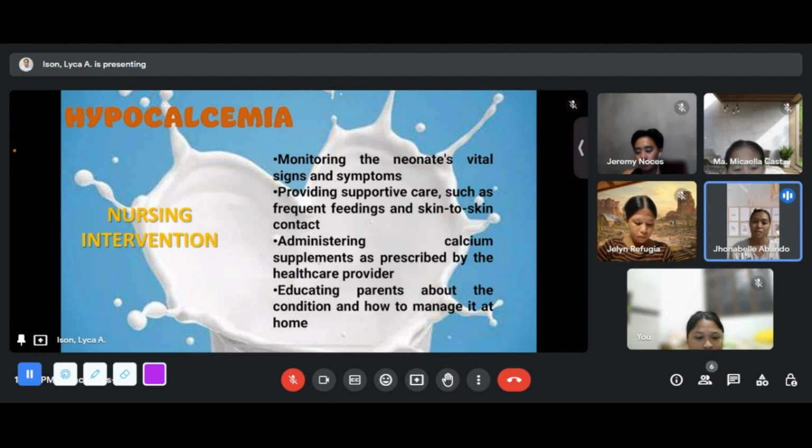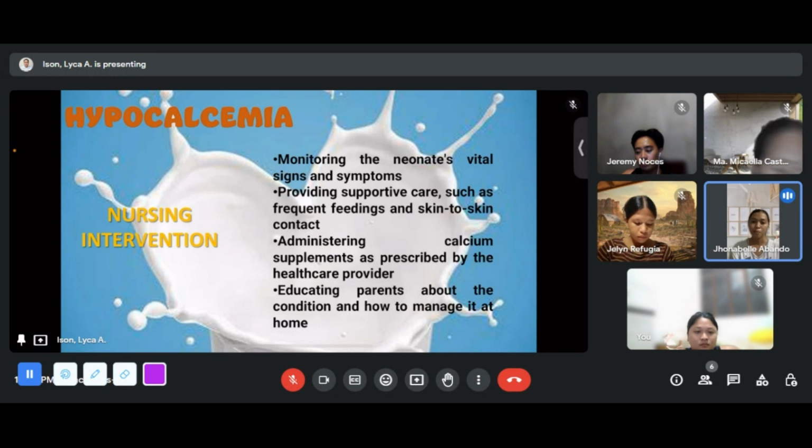Administering calcium supplements as prescribed by the healthcare providers. So calcium supplements can improve the condition of neonates with hypocalcemia. It is important to follow the healthcare provider's prescription to ensure the correct dosage of medication.